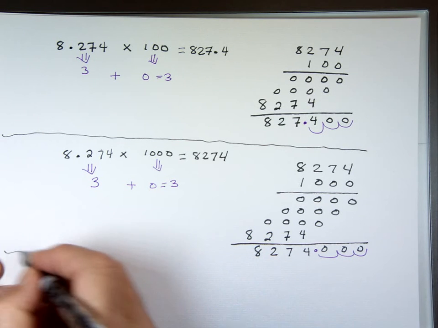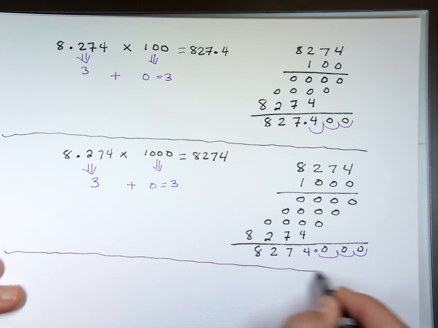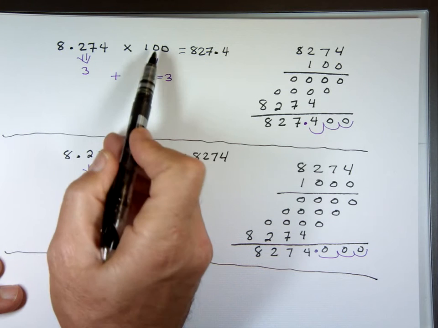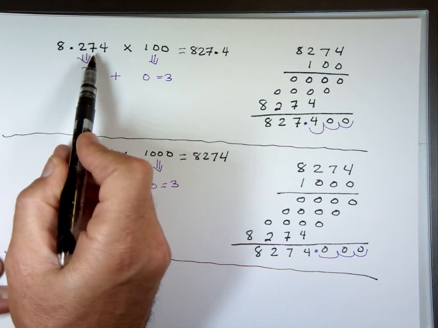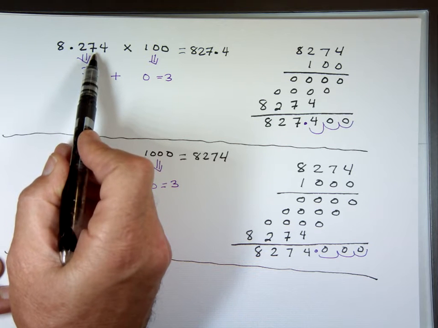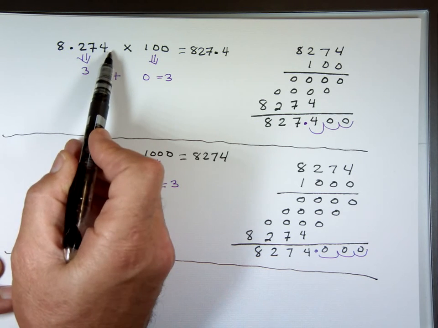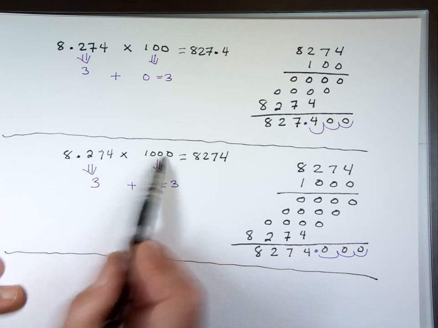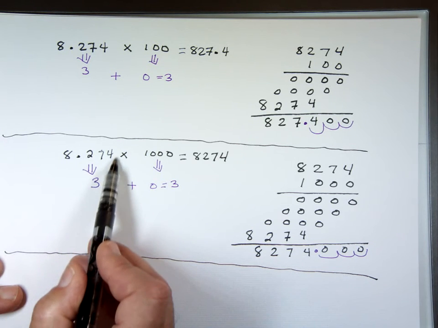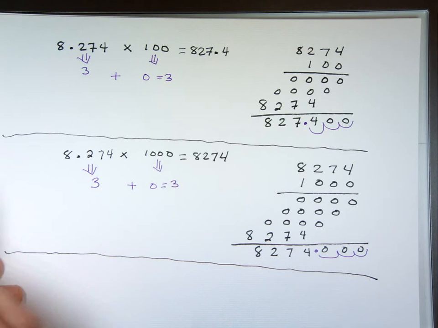There's a shortcut to that. I just wanted to show you. Zeros. How many zeros do we have here? 2. Move the decimal point 2 places to the right. Number of zeros. Isn't that 827.4? How many zeros here? 3. Move it 3 places. 1, 2, 3. 8274.